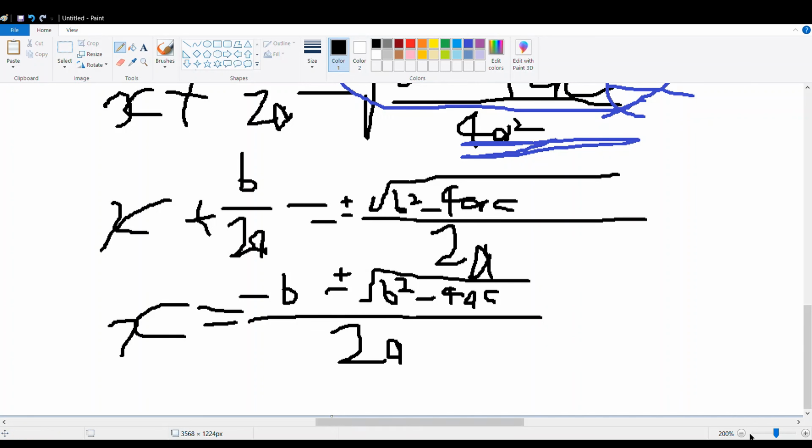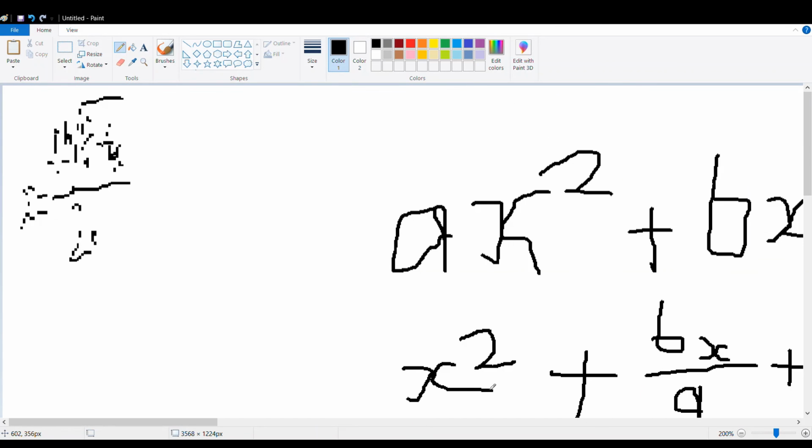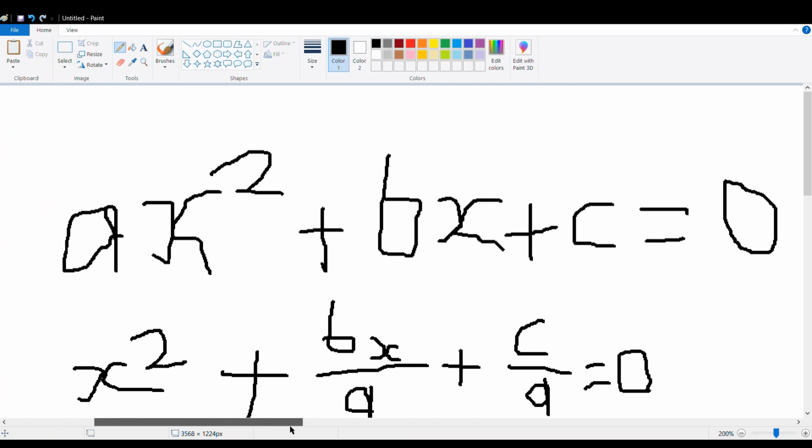Anyway, so yeah, that's how you find the values here of x in this equation.